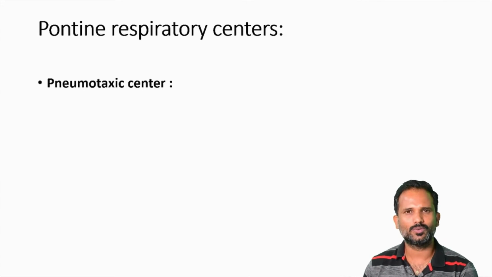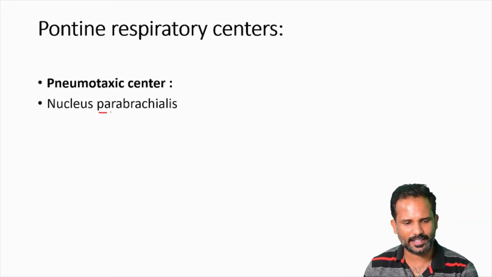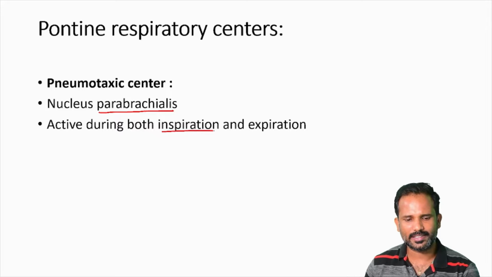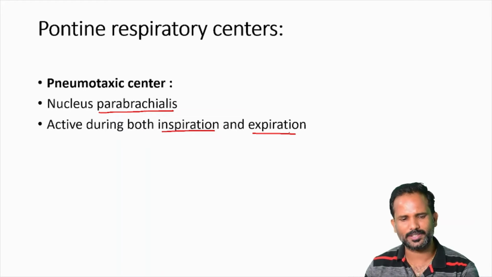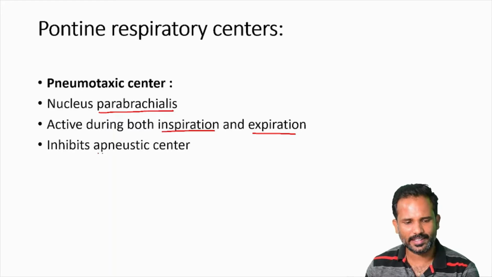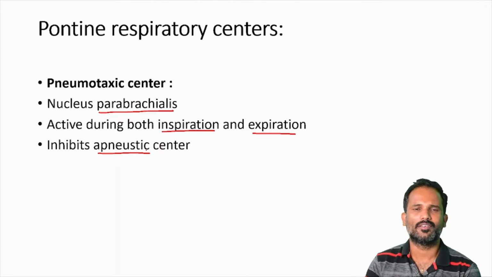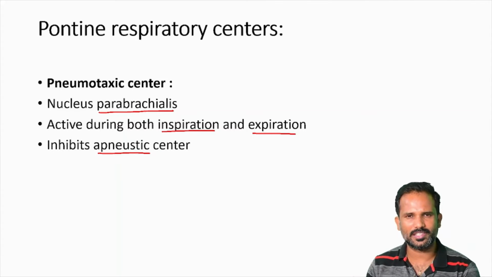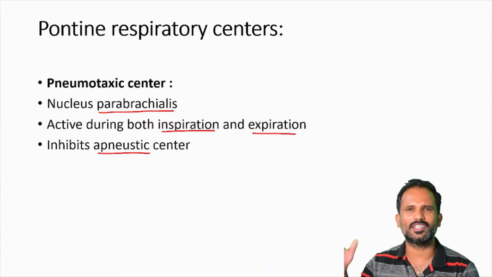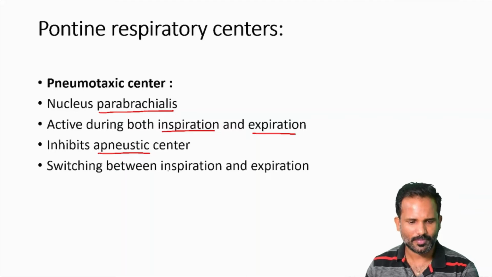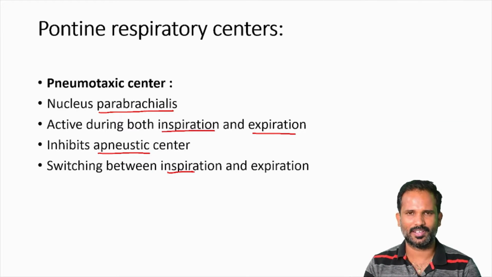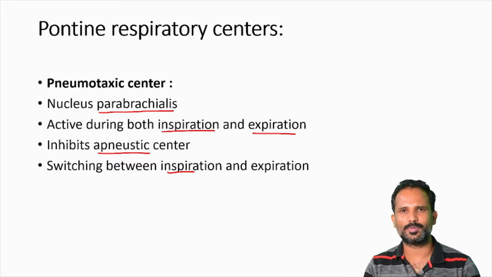So the pneumotaxic center contains neurons of the nucleus parabrachialis, and it is active during both inspiration and expiration. And the role of this pneumotaxic center is that it inhibits the apneustic center. Whenever the apneustic center is inhibited, and the apneustic center is concerned with inspiration, inspiration is cut. So it ends the inspiration and begins the expiration. So it switches between inspiration and expiration.